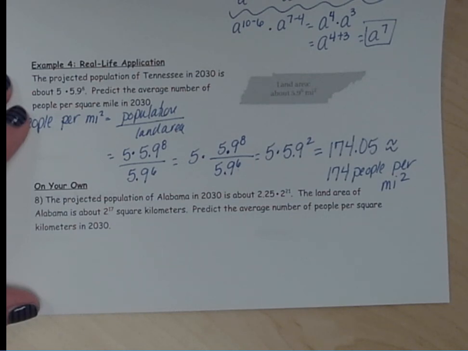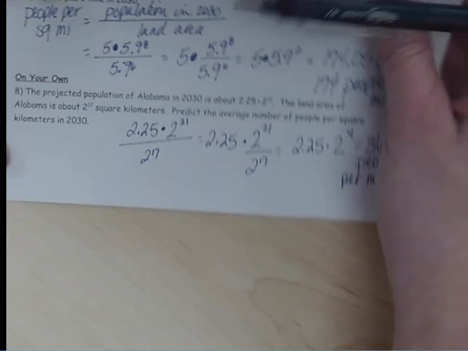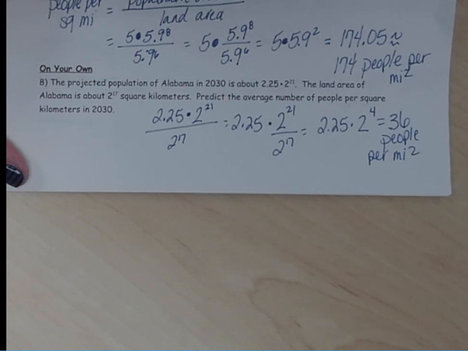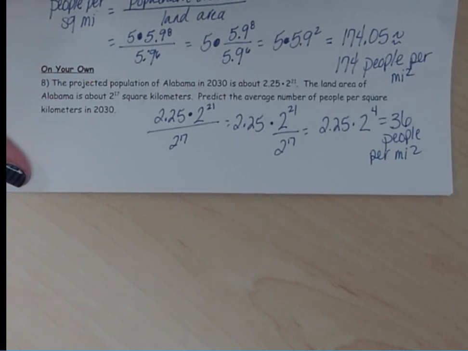All right, go ahead and do on your own. Hit pause and play when you are done. All right, let's take a look. How did you do? You should have ended up with about 36 people per mile squared.